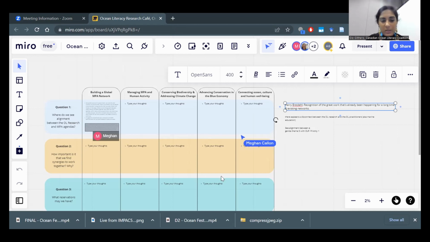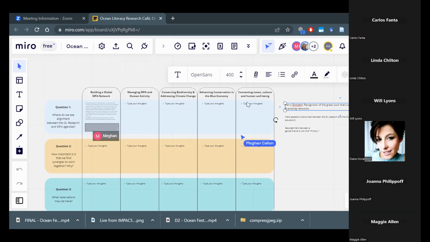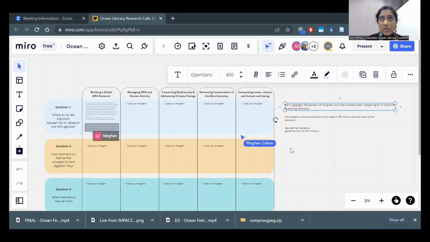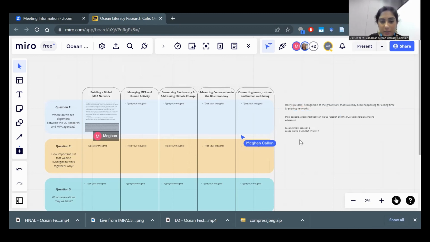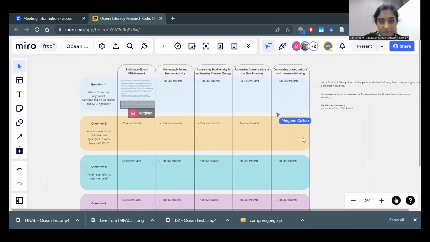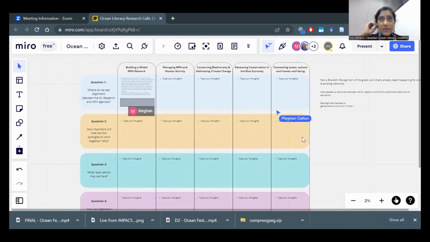Was there anyone else who had their hand up? And we can move on to another section of the board. So Meg, we're going to move on to another section of the board.